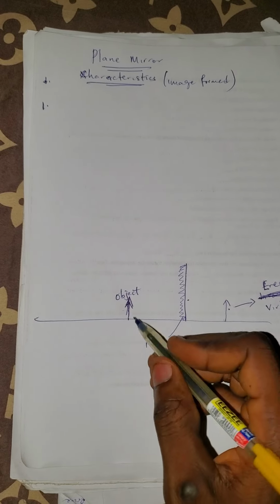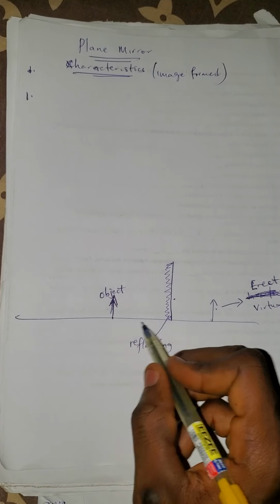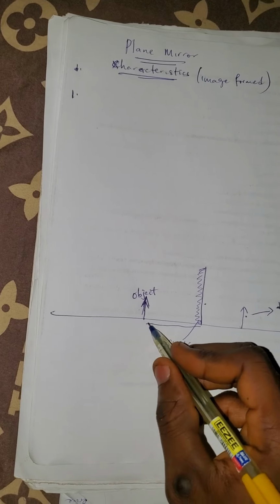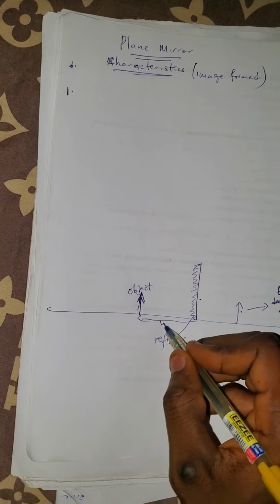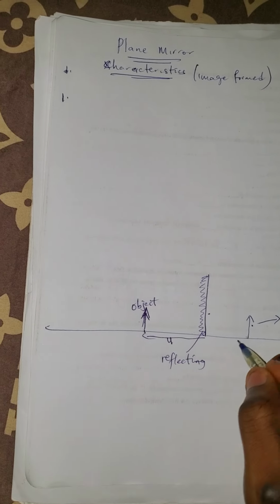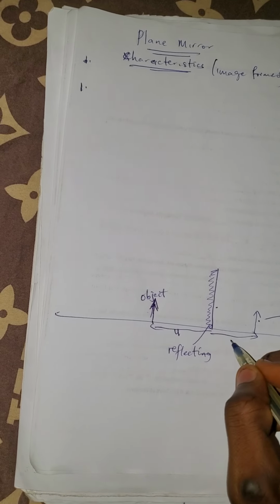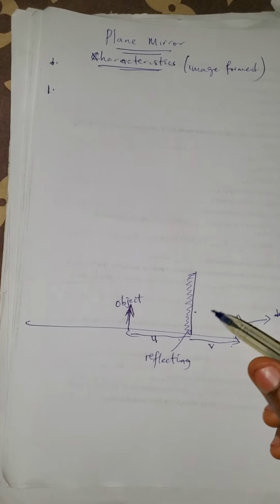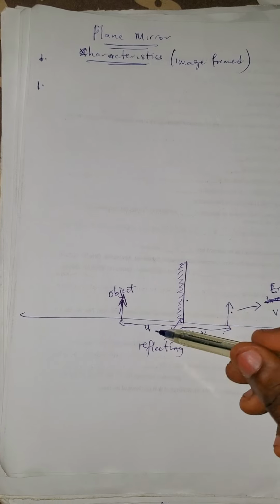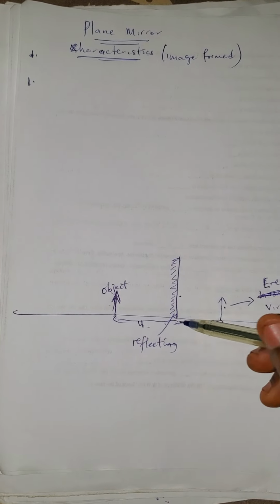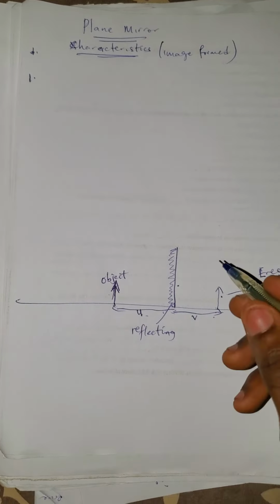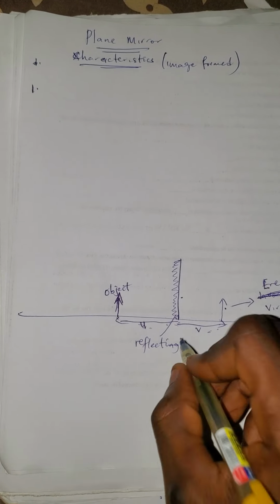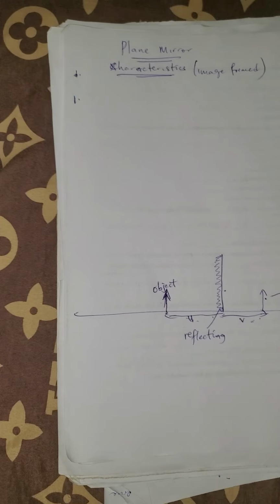And let me say the same thing: the distance from the mirror to the object is u, and the distance from the mirror to the image is v. Now, this object distance and the image distance are the same under a plane mirror. Now let's talk about the first one.